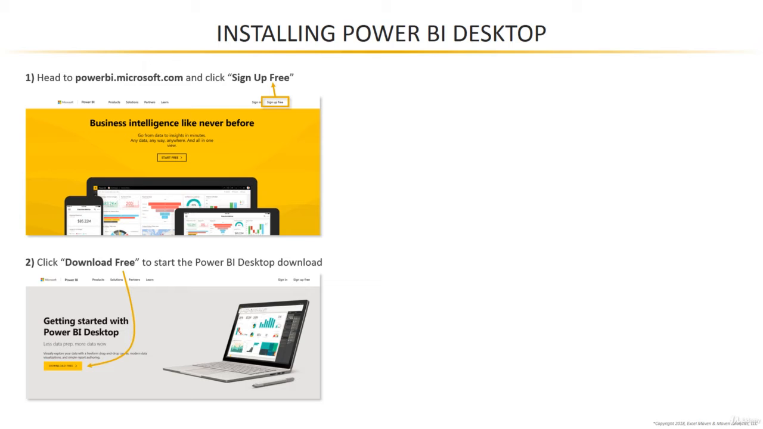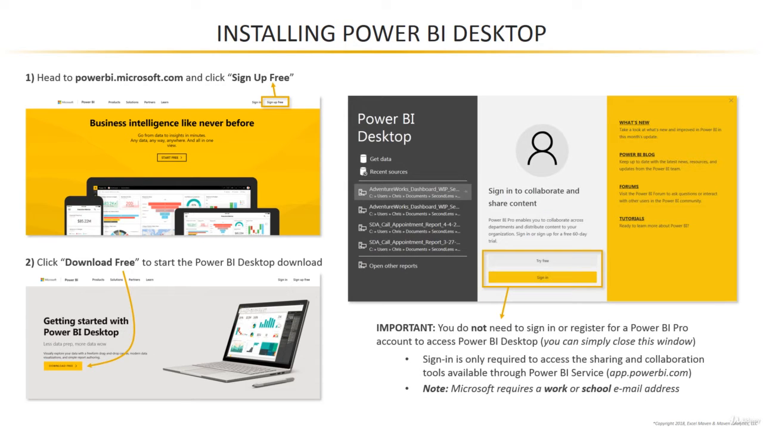Once the download is complete and you fire up the program for the first time, you'll likely see a screen that looks something like this. Now, it may ask you to sign in to collaborate and share content. Keep in mind that you don't have to sign in to use Power BI Desktop. In fact, you can click the Get Data button to get started, or simply close this screen and continue using Power BI Desktop as normal.